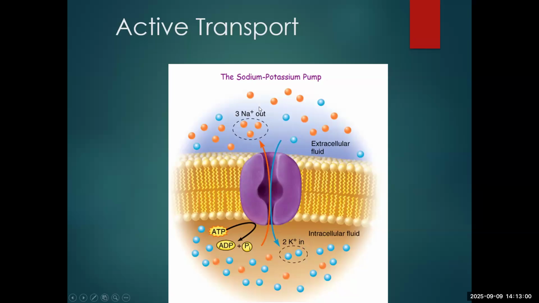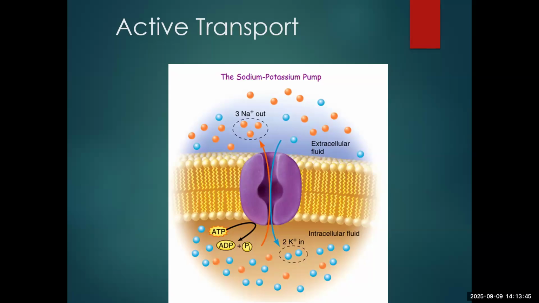Now, the reason this requires ATP is because normally there is more sodium outside the cell than inside the cell. Normally sodium is in greater concentration outside the cell than inside. So what would be the natural tendency of sodium to move? What direction would it normally move? If there's more out here and less in here, how would it want to move? It would want to go inside the cell, because you want to go from areas where there's a lot to areas where there's a little.